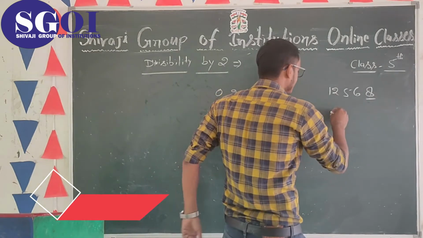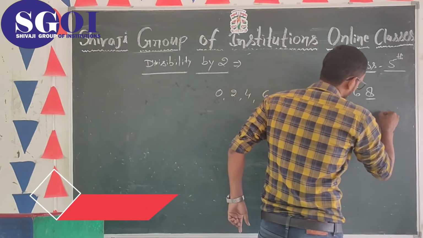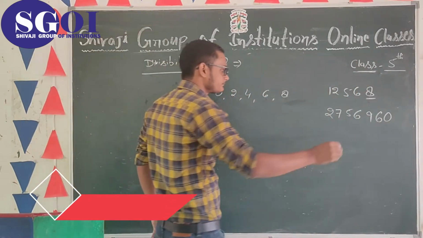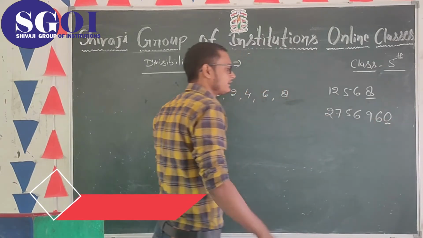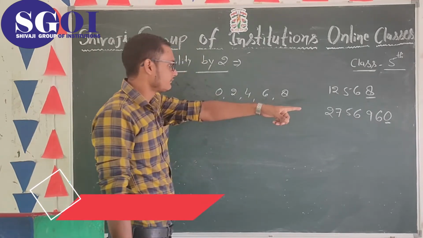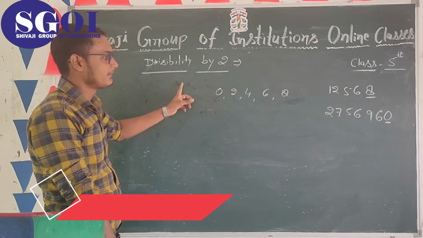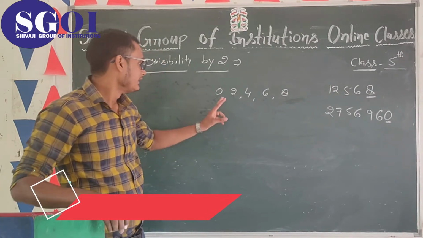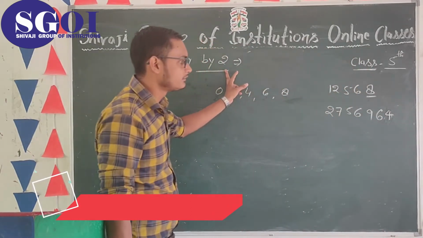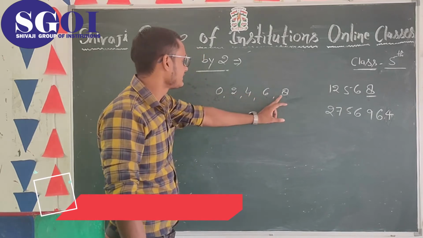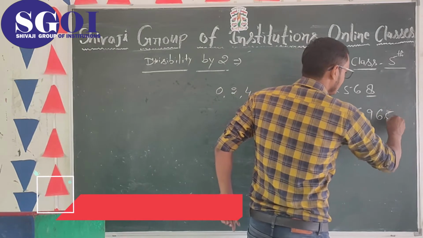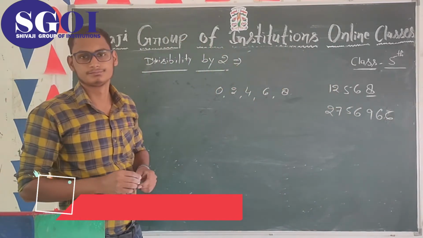Okay. Next number: is this number divisible by 2 or not? Look at the ones place number and the property of divisibility by 2. If 0 is in the ones place, the number is divisible by 2. Understood? If 4 is in the ones place, the number is divisible by 2. If any of 0, 2, 4, 6 or 8 is in the ones place, we can say that the number is divisible by 2. Understood?